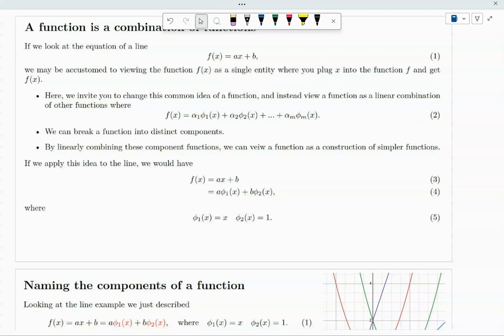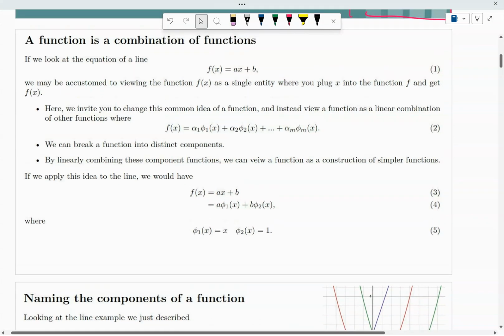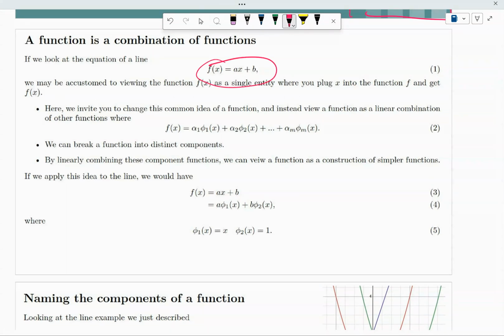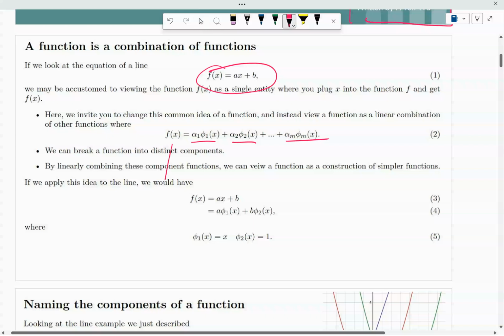So the key here is to start changing how you view functions. Instead of a single entity, you want to start thinking of them as components. You can break functions down into other functions like this. And then by adding up a combination of functions, right, you get the final function back.